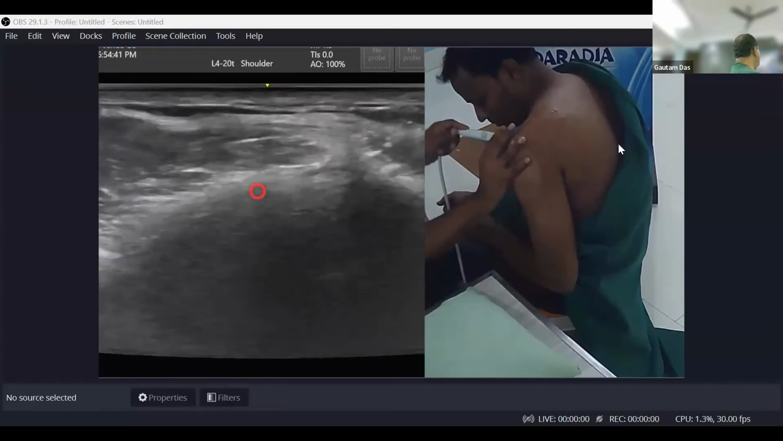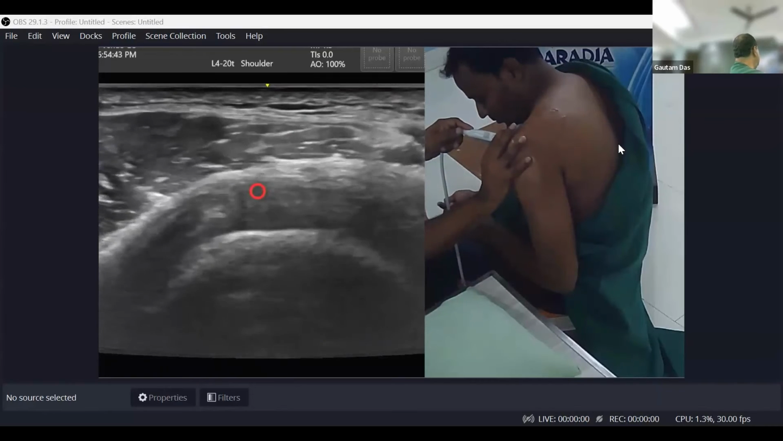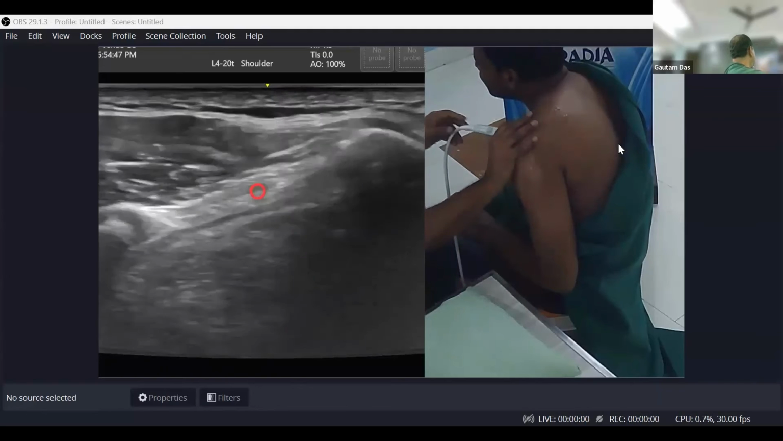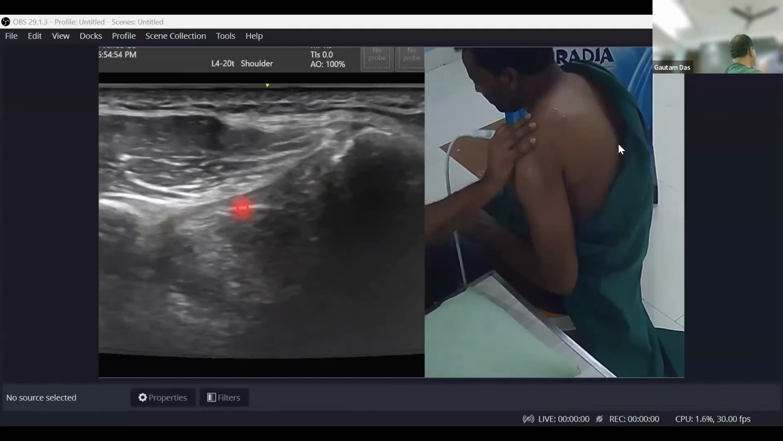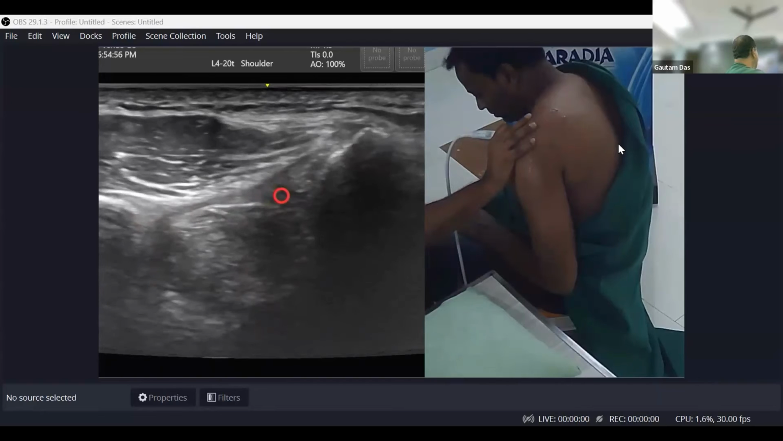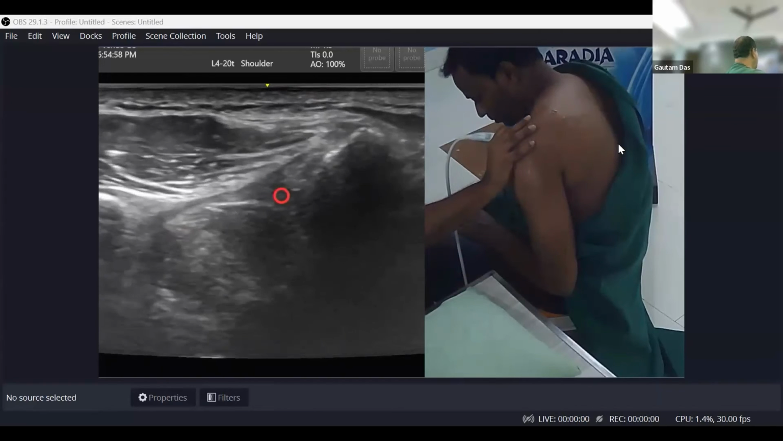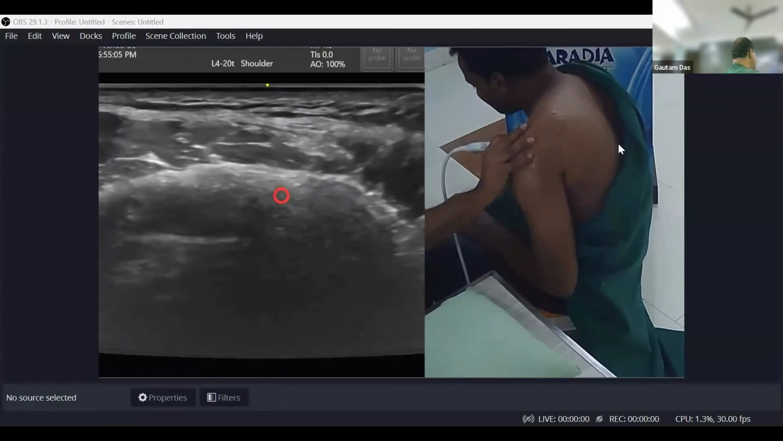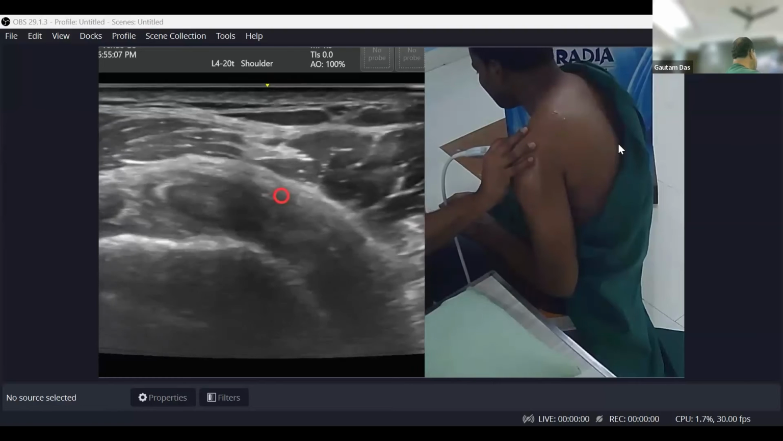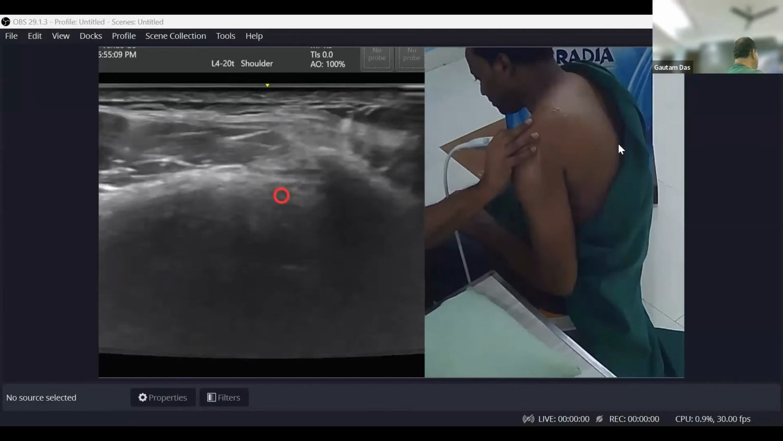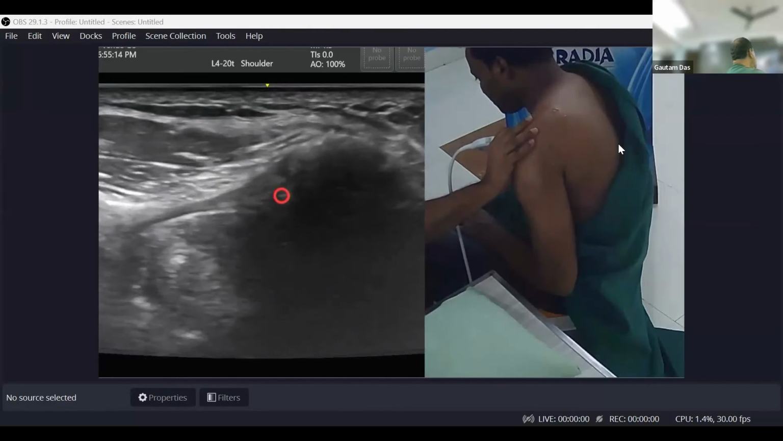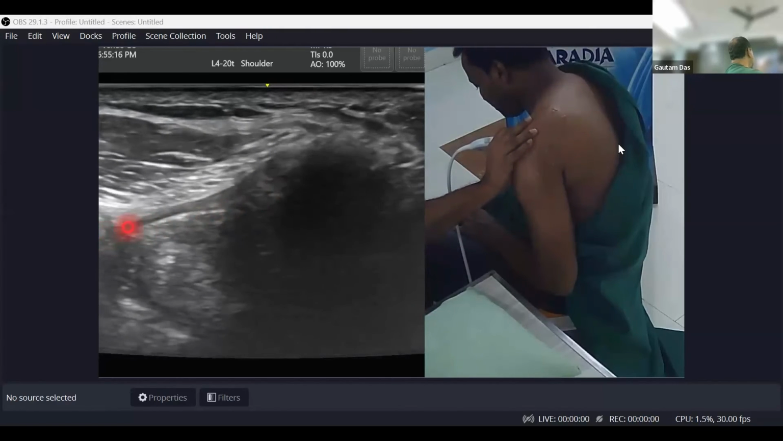So now this is your coracoid, this is your acromion, and this ligament is your coracoacromial ligament. The thickness of this coracoacromial ligament can cause impingement, because you can see this is the supraspinatus tendon, and the supraspinatus tendon can be impinged if the ligament is thick. And now, very nicely seen, this is your coracoacromial ligament.